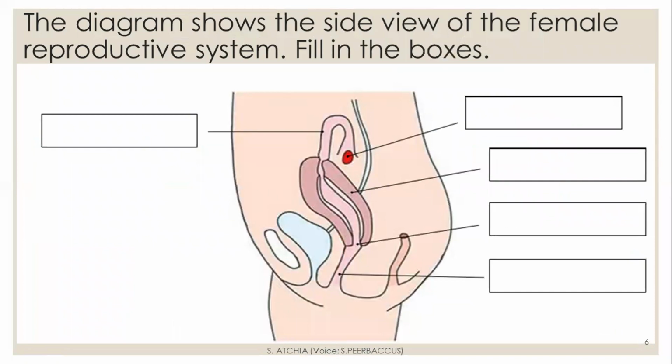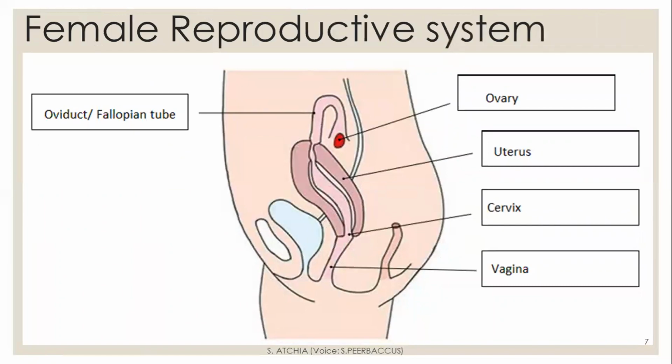I will leave this slide, which shows the side view of the female reproductive system, again for you as a homework. I will also leave this slide with answers for you to refer for correction.